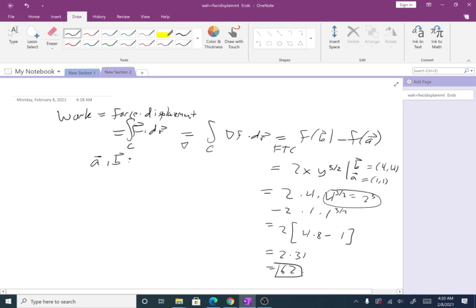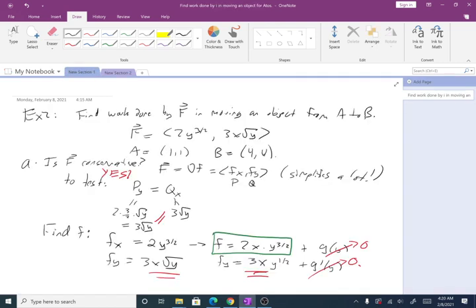Okay? So really, I think the hardest part of this is just finding f. So if you want to study the hardest part of these problems, I think this is the hardest part, and you would focus your attention on this.